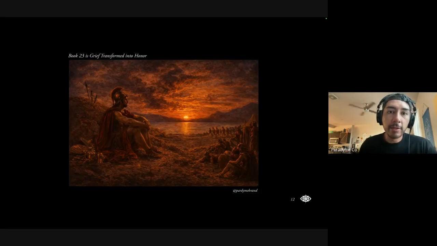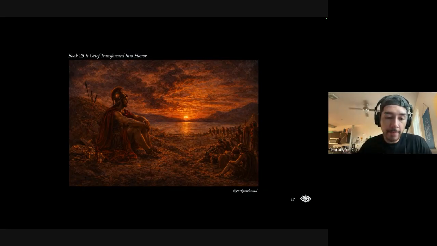Book 23 is grief transformed into honor, showing how warriors process loss through action. Achilles transforms sorrow into ceremony, ensuring Patroclus is remembered with dignity and power. The funeral rites and games reflect a culture where honor extends beyond death. Grief is not hidden, it is expressed, shared, and structured. The army moves forward, but not without acknowledging what was lost. In this way, the book becomes a bridge between mourning and continued purpose.